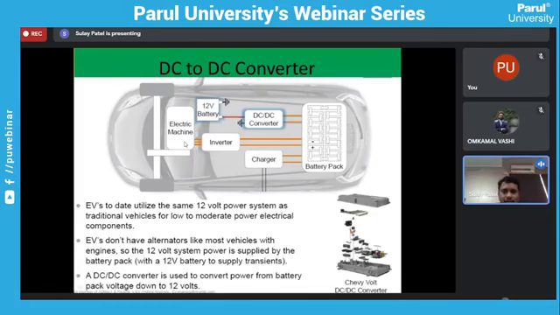DC to DC converter. In this we can see the power stored is around 48 volts in some cases, 100 volts in some cases, and 400 volts too. To run the AC, headlights and other accessories and equipment, we require 12 volts. So this 300 volt direct current is converted into 12 volts. This DC to DC converter will convert the 300 volts into 12 volts.